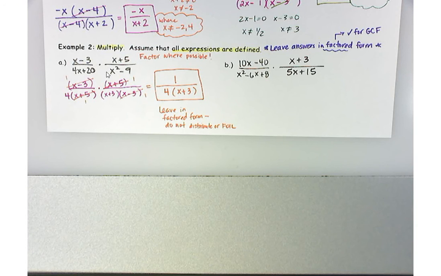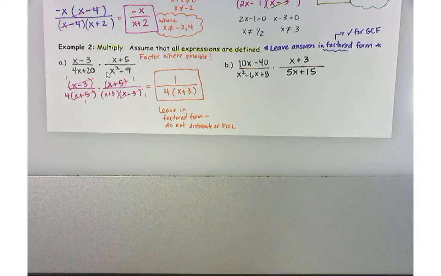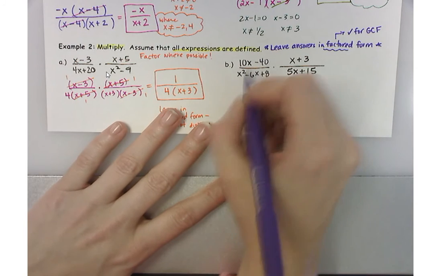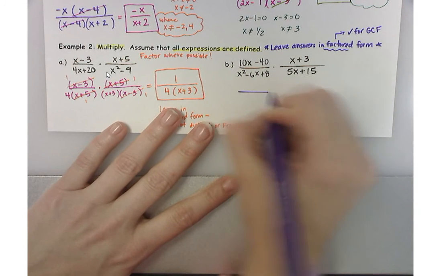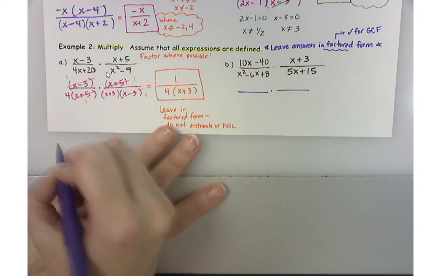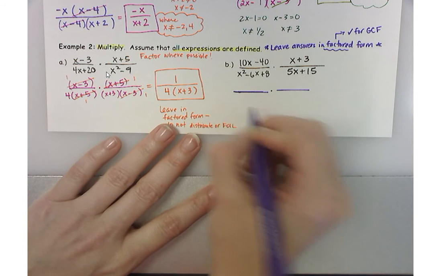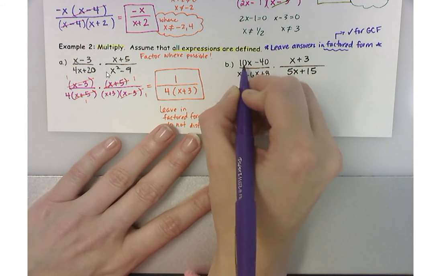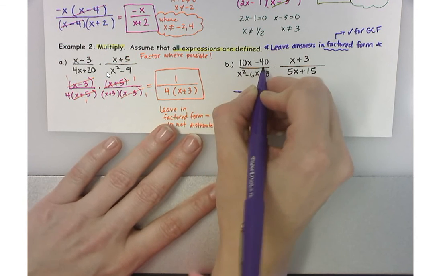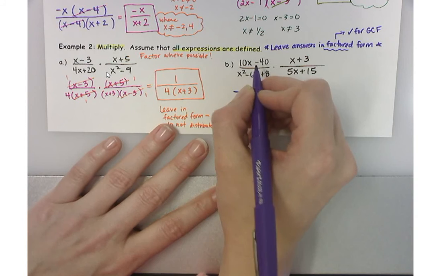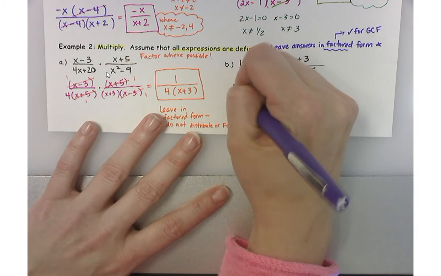x minus 4, and then times x minus 2. Good. So negative 4 times negative 2 is 8. Negative 4 plus negative 2 is negative 6. x plus 3, we're good. And then, Cole, what can you factor out of 5x plus 15? 5. Yep, and then what would you have 5 times? x plus 3. Good.